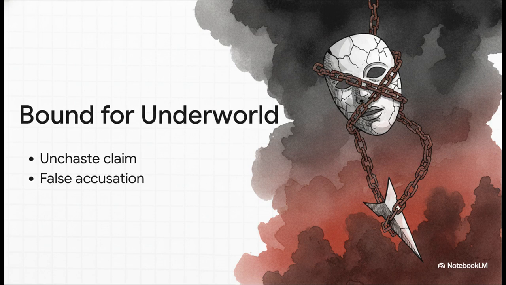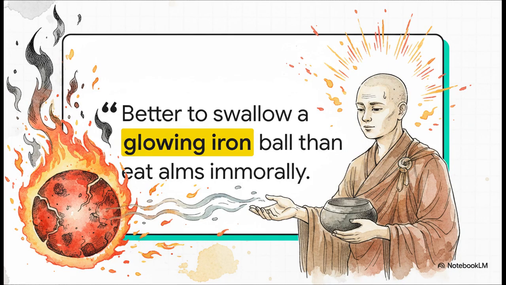And Itivuttaka 48 gets incredibly specific about what happens when you violently fake this walk. It rapidly breaks down 2 specific types of people bound for the underworld, or Niraya. First, the person who is unchaste but publicly claims pure chastity, and second, the person who falsely accuses a pure person of being unchaste. And the Buddha doesn't just say they're bad.